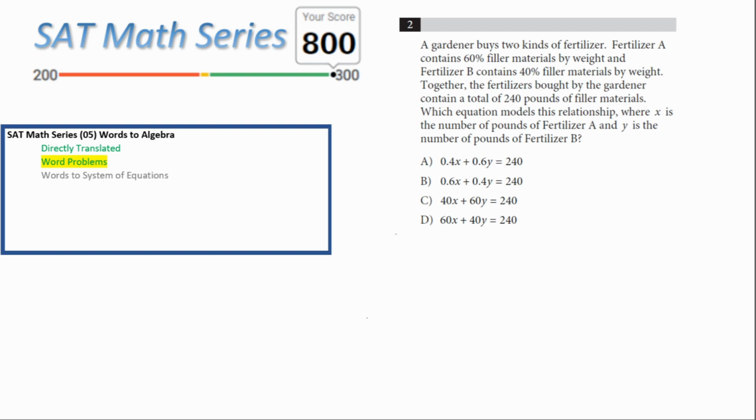Which equation models this relationship where x is the number of pounds of fertilizer A and y is the number of pounds of fertilizer B? One thing we'll cover when we cover percentages is this intuition, which is pretty essential. If you take 100% of something, you just take all of it, or the exact amount of it, right? 100% of 27 is simply 27. And that's the same as multiplying by 1, right?